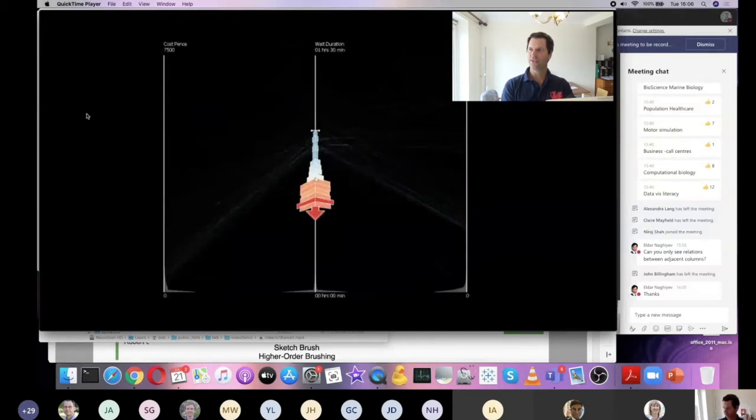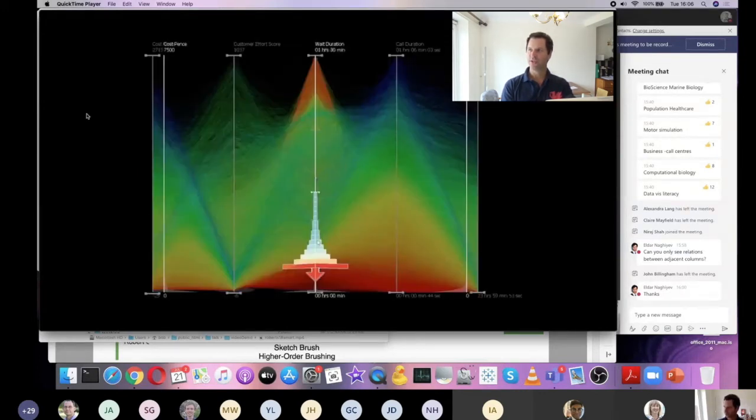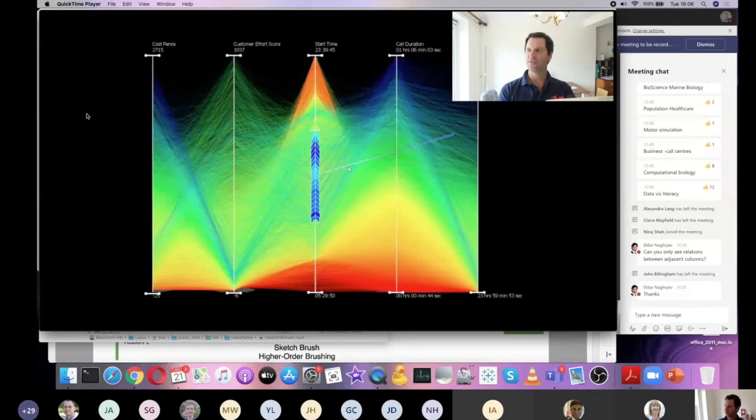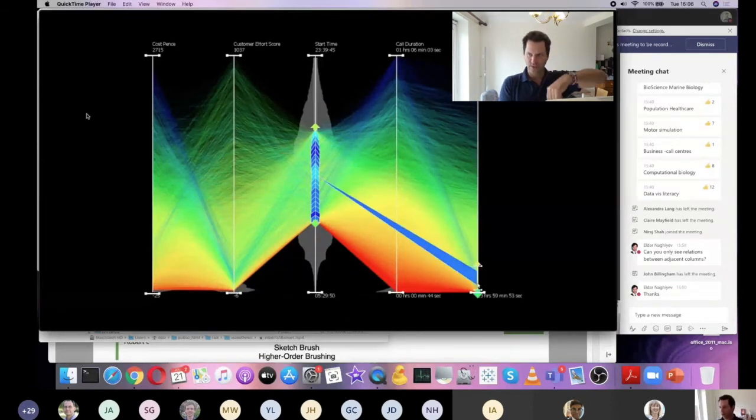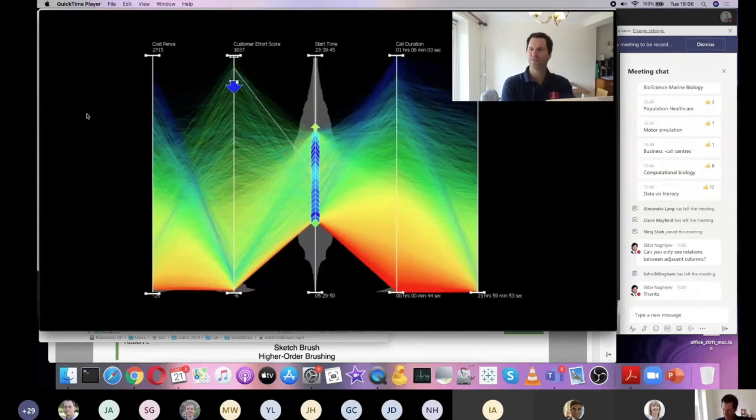We also have these dynamic aeroglyphs, and the dynamic aeroglyphs essentially just point to large sets of polyline axis intersections. So if there's a lot of polyline intersections along the bottom of the axis, then the arrow will point downwards.